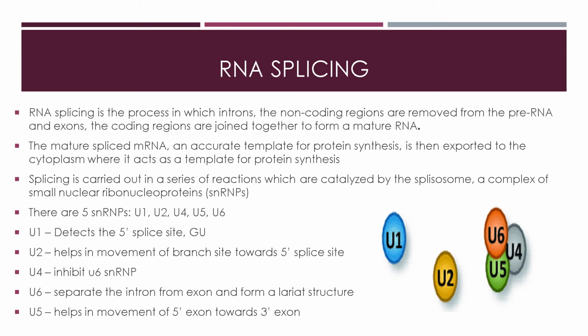There are about 5 types of snRNPs, each with its own function. U1 can detect the 5' splice site that is rich in GU. U2 can help in movement of the branch site towards the 5' splice site. U4 can inhibit the U6 snRNP, whereas U6 can separate the introns from exons and form a lariat structure. U5 helps in the movement of the 5' exon towards the 3' exon.